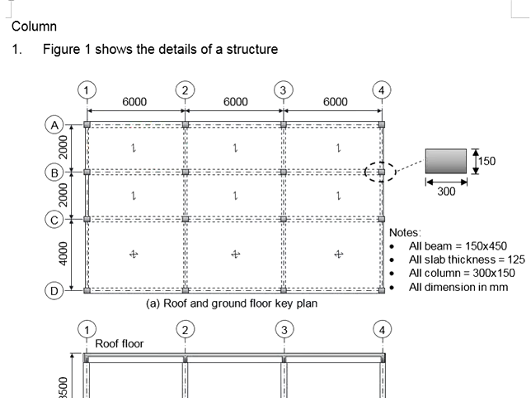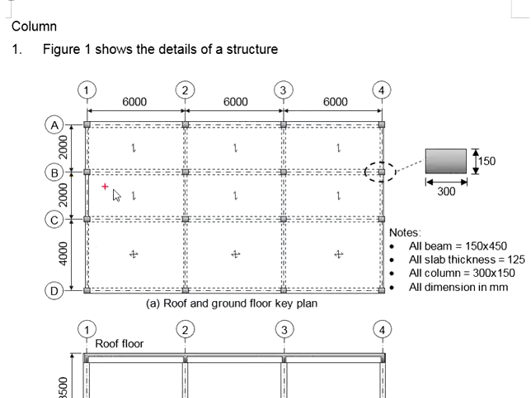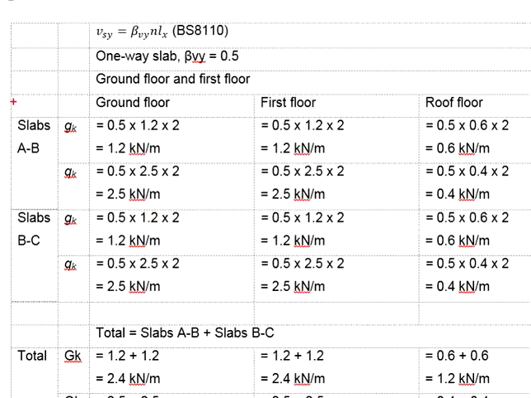Having this understood, let us now calculate the GK and QKs acting on each floor. We are calculating the ground floor, first floor, and the roof floor. There are two slabs adjacent to the frame. Taking the ground floor as an example, we have slab AB and slab BC. For each slab, there will be GK and QK.